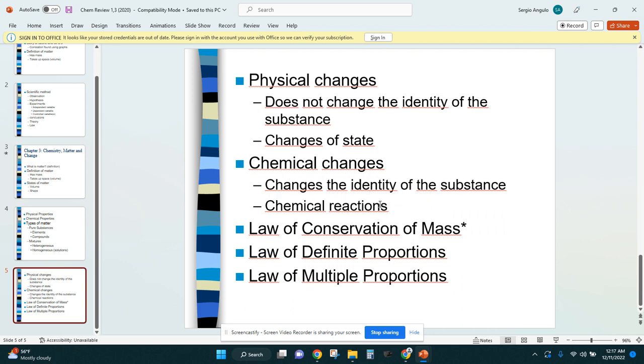Chemical reactions are a good example of that. You start off with two compounds, you put them together, they react, they turn into two new compounds, and because it changed the identity of the substances, now they are chemical changes. We learned also about the law of conservation of mass. And basically, with the law of conservation of mass, the mass of the reactants equals the mass of the products.